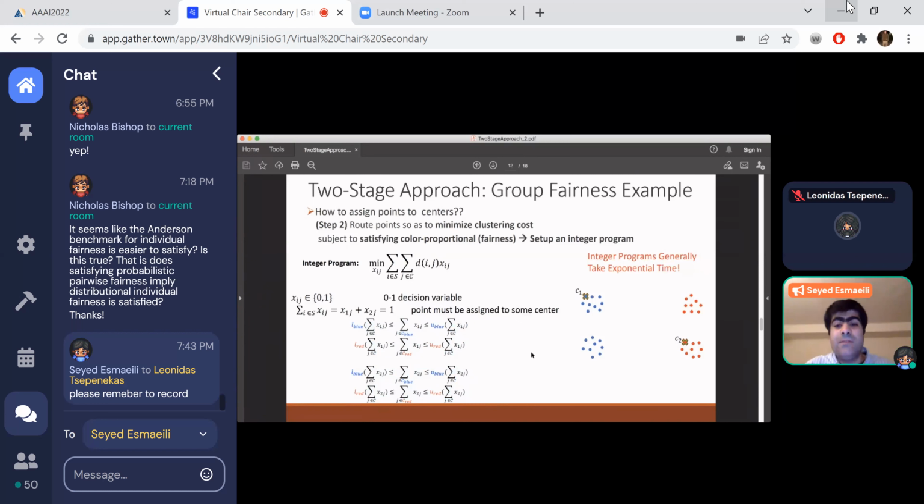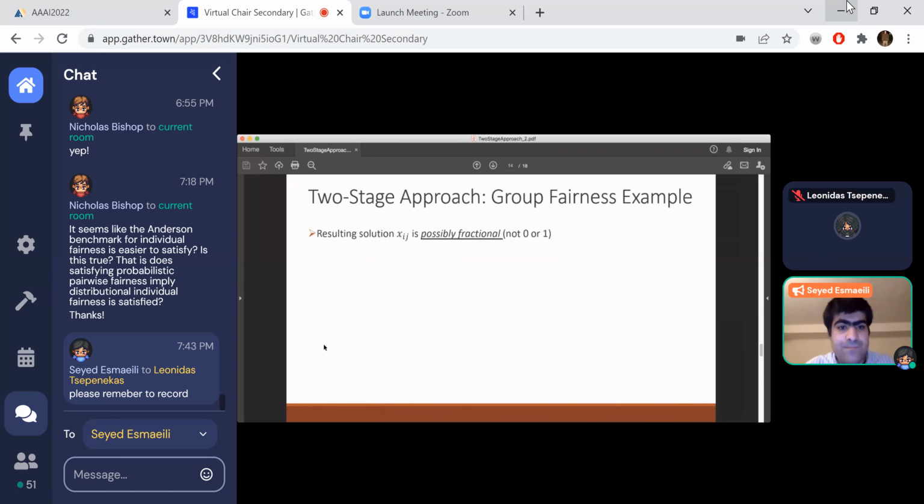Now the problem is that integer programs in general take exponential time to solve. So the way to deal with that is to simply relax the program. Instead of saying x_ij is either equal to 0 or 1, we say x_ij lies between 0 and 1, and we end up with a linear program. We know that we can solve linear programs to optimality in polynomial time. So now we can solve this program to optimality in polynomial time.